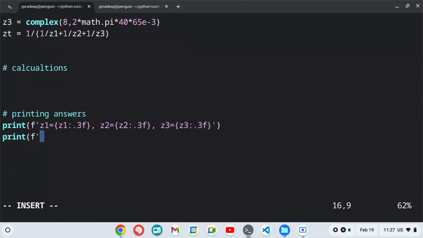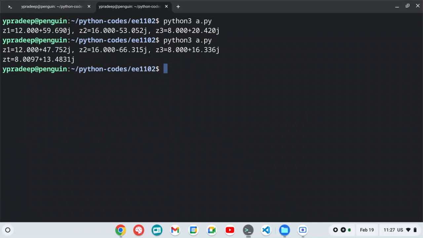Print formatted string ZT equal to ZT, point, I'll use 4 decimals. Check the previous result and the present result. 59.69 was the previous reactance. Now the frequency reduced from 50 to 40. When you reduce the frequency, the inductive reactance will reduce. So 59.6 became 47.7 ohms. So the inductance part reduced. Resistance part remains same.